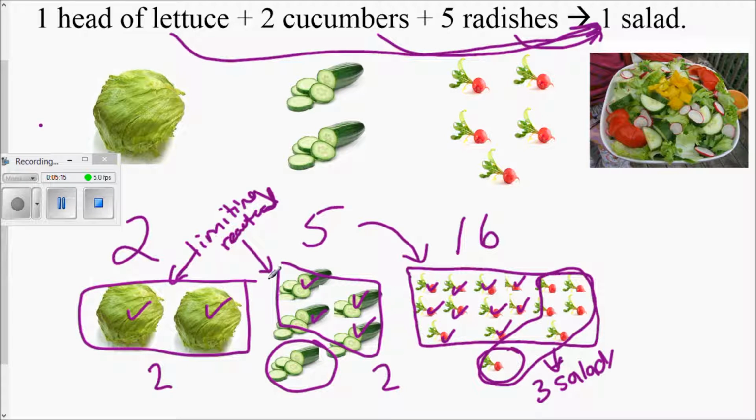So we call these two my limiting reactant, and this one here is going to be my excess reactant. In other words, I have way too many radishes, Oma. Sorry. So you don't know what an Oma is. Oma is my grandma. So grandma has too many radishes. She has one too many cucumbers, and her limiting reactant is really her lettuce here.